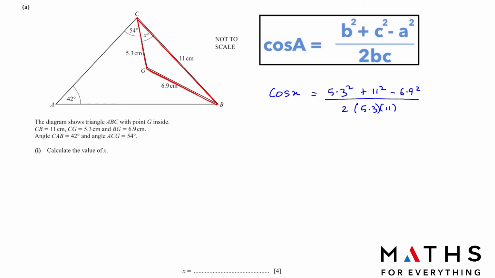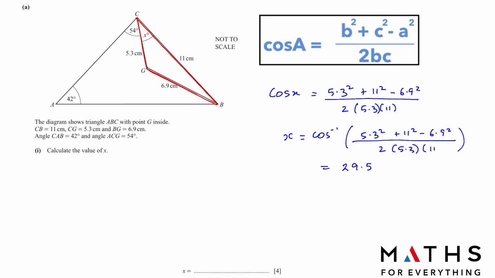Most of you must be using a scientific calculator, and whenever you want to find the angle, you write the inverse. So we are finding cos, I'll write cos inverse. You can put the whole thing together in the calculator like this. And this will give us 29.5. So x is 29.5 degrees.